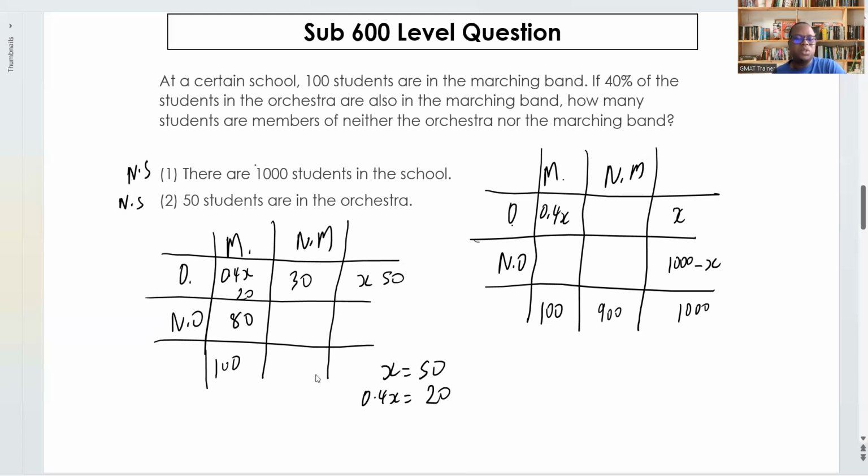So with that said, now we need to combine these two statements together and see if they will be sufficient. Now, if you combine them together, we've been told that there are 1,000 students in the school. That's what the first statement says. And therefore, this is 900. And therefore, this is 870.